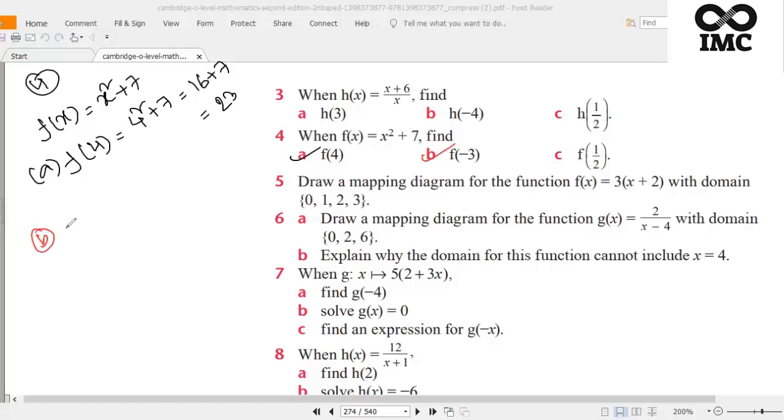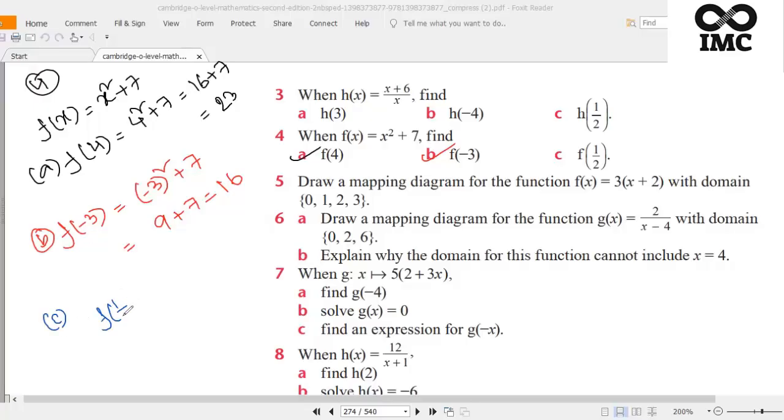Now question number B. Question number B says f of minus 3. So instead of x, we will put minus 3. So minus 3 whole square plus 7. Minus square will be plus. So 3 square will be 9. 9 plus 7 will be 16. Okay, very simple one.